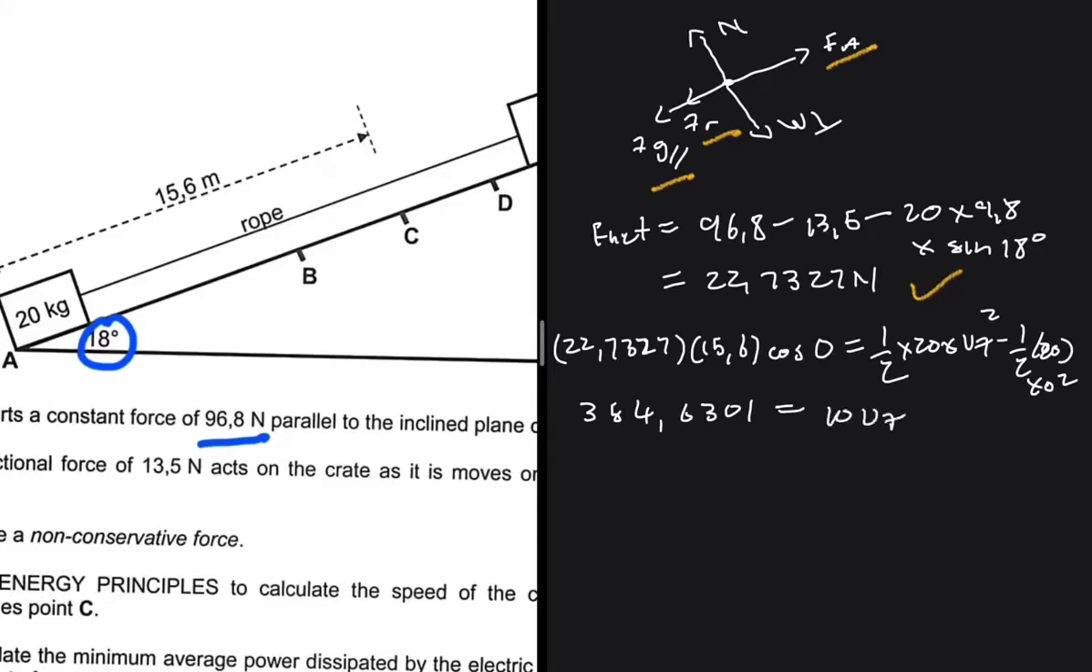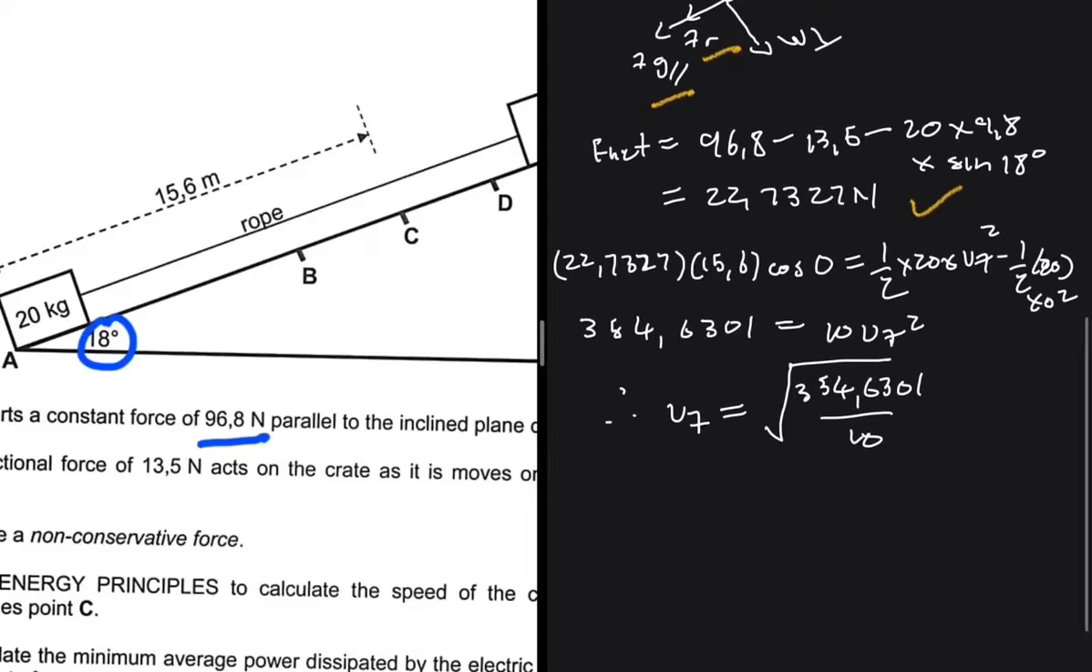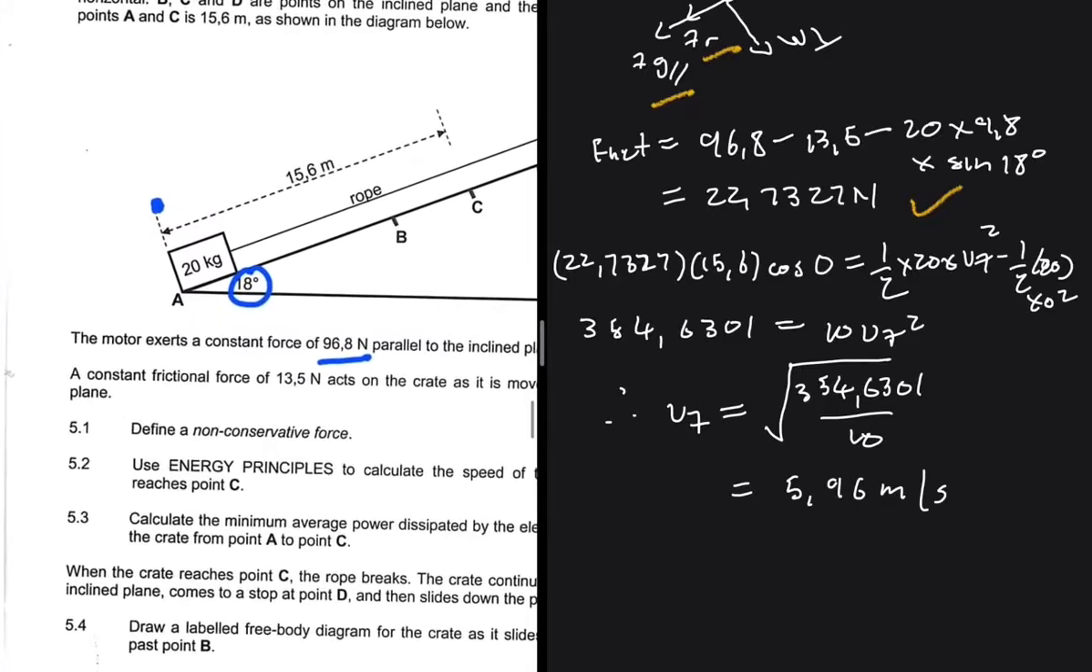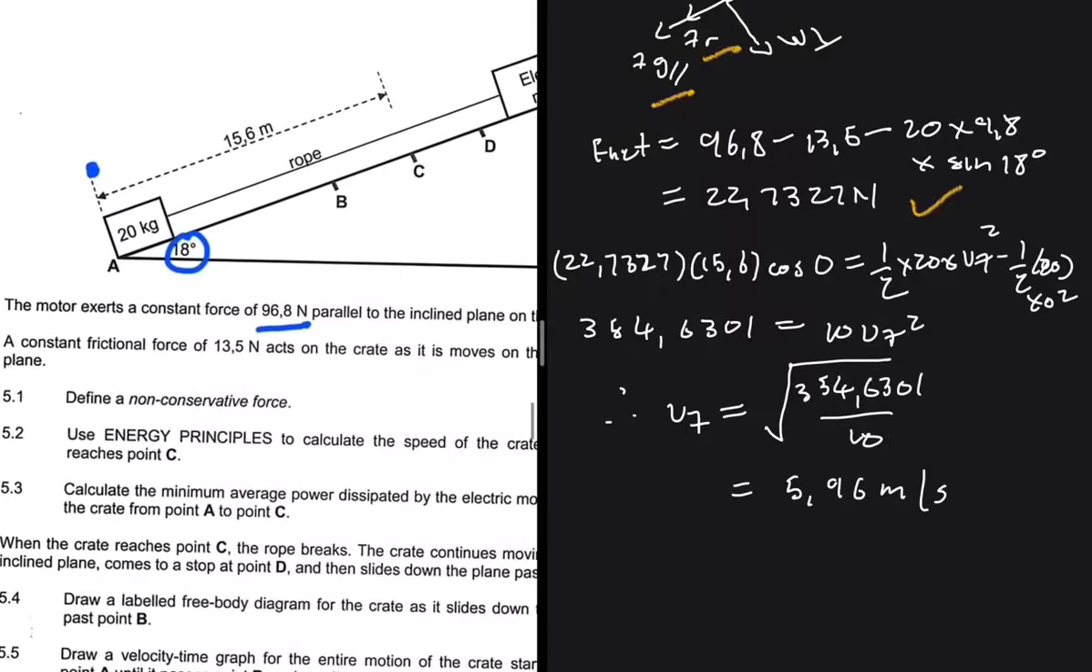And then we have Vf squared. If we apply a bit of algebra here and make Vf the subject of the formula, we're going to get the square root of 354.6301 divided by 10. Now what is left, I just need to put that in my calculator, and our Vf is 5.96 meters per second. That is 5.2.